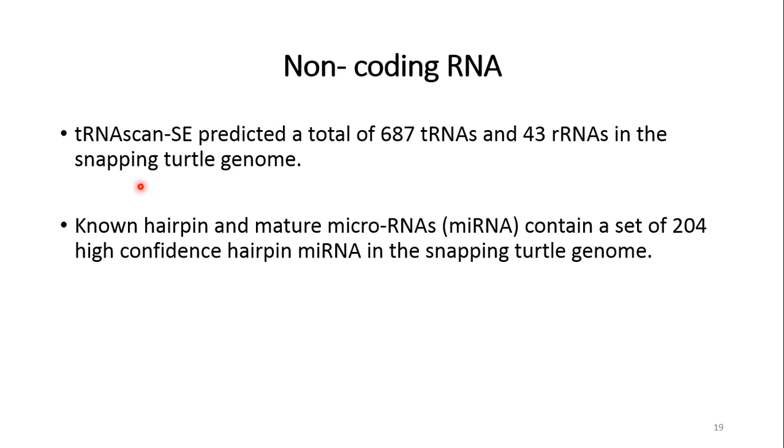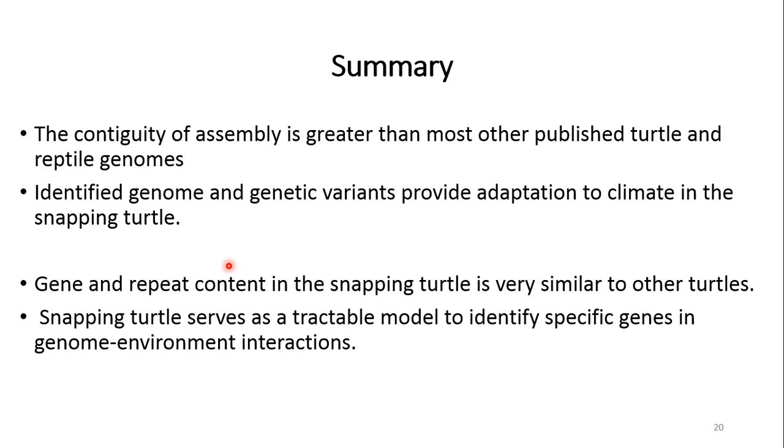So, non-coding RNA. For non-coding RNA, tRNAscan-SE predicted a total of 687 transfer RNAs and 43 ribosomal RNAs in the snapping turtle genome. Looking at hairpin and mature microRNA, there is a set of 204 high-confidence hairpin microRNAs in the snapping turtle genome.